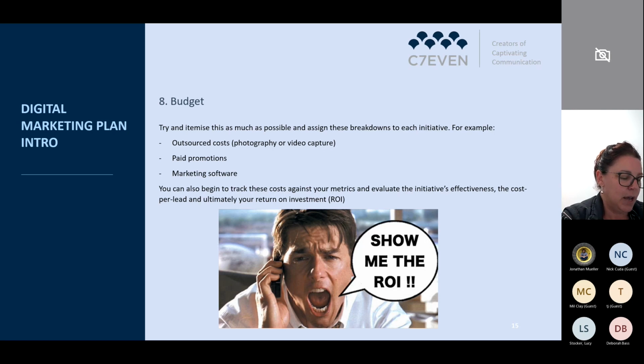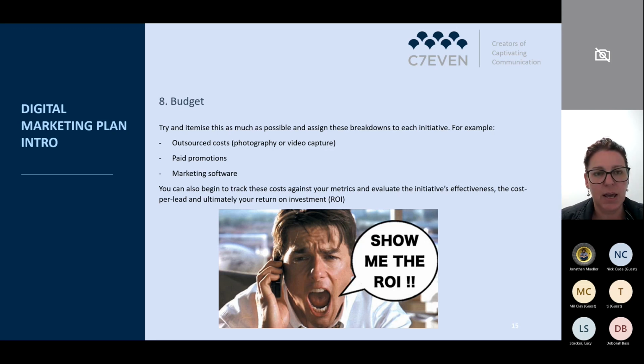And then we look at tracking these costs against the metrics that you've identified in your SMART metrics, to make sure that you know what it is that you're going to measure. And then at the end of the campaign, we use those to evaluate the effectiveness. It could be that you're looking at cost per lead, and ultimately you're looking at the return on investment for the business after you've deployed that particular campaign.